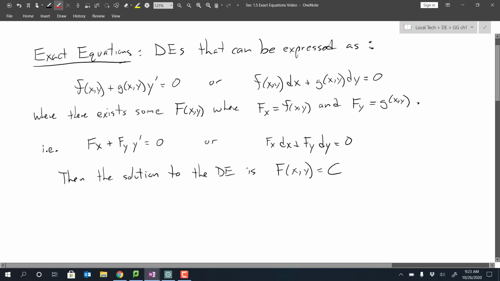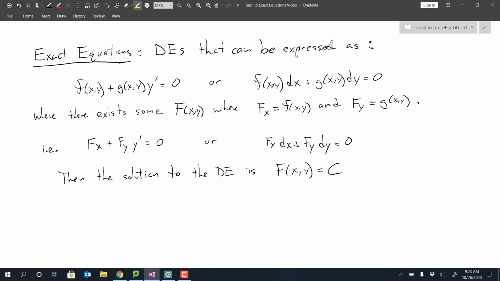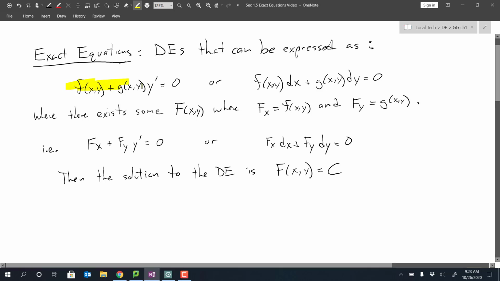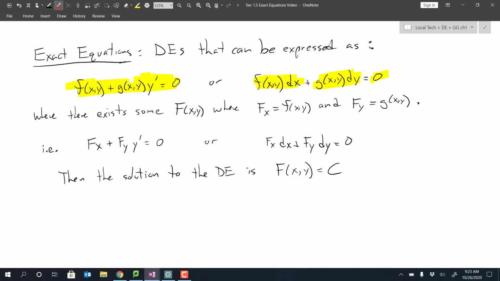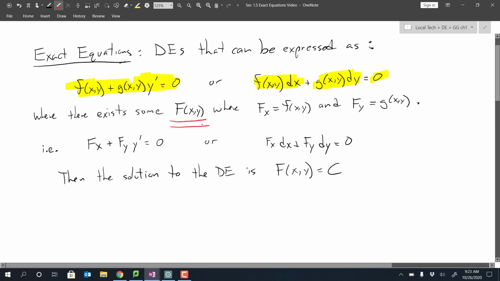What are exact equations? Well, they're differential equations that can be expressed in these two forms, either some function f of x and y plus another function g of x and y times y prime equals 0, or if we express that in differential form, we have f times dx plus g of xy times dy equals 0. And the equation is exact if there exists some function capital F such that the partial derivative of F with respect to x equals the first function f of xy, and the partial of big F with respect to y equals that second function g of xy.